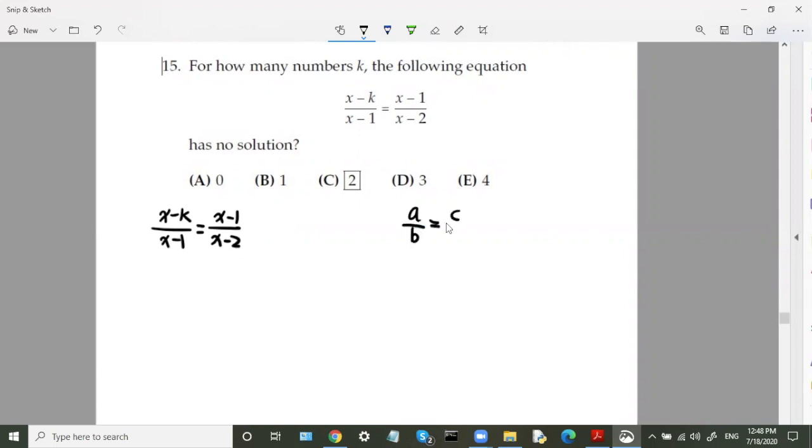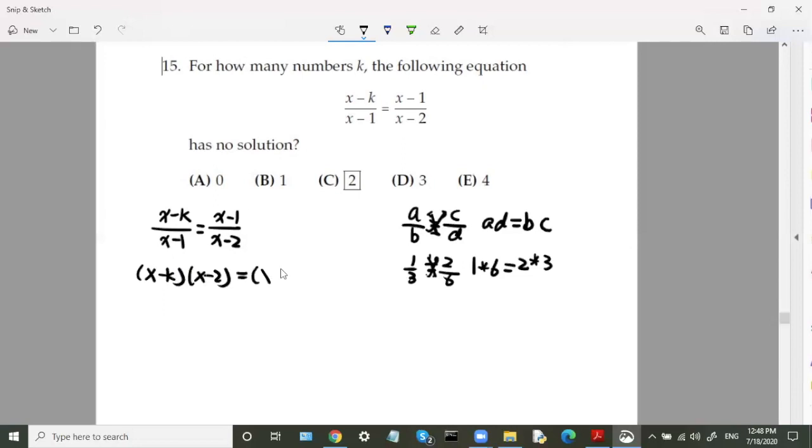A over B equals C over D. So we cross product, so we have AD equals BC. Just like 1 over 3 equals 2 over 6. So we cross product: 1 times 6 equals 2 times 3. Okay, so then we use cross product here. (x − k)(x − 2) should equal (x − 1) squared.